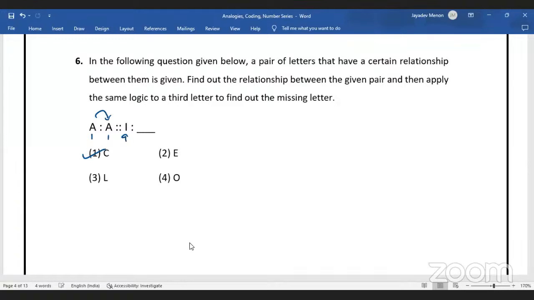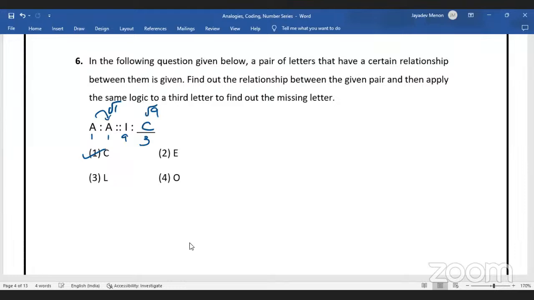So what will be the pattern except multiplication and division? There should be root 1 and root 1, or it can be 1 square, 1 cube, like that. So first we will check with square root. If this is root 1, here this should be root 9. Root 9 is 3. In third position, the letter will be C.